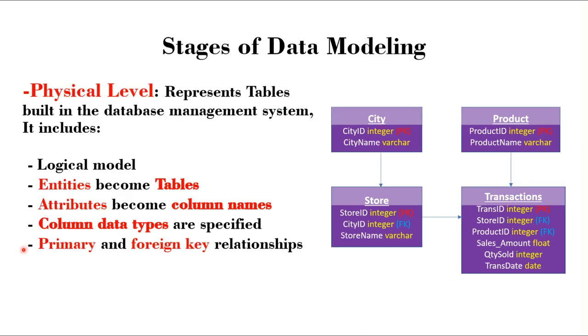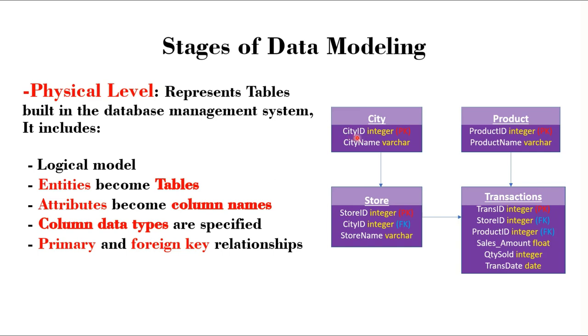The third and final stage of data modeling is the physical level, where we represent all our entities in a database management system. And here it's a build-up from the logical model, and within the database management system, entities will become tables. So the city entity will be created as a table within the database management system, and then every attribute for that particular entity becomes column names. So city ID that was an attribute under our logical level will now be a column name.